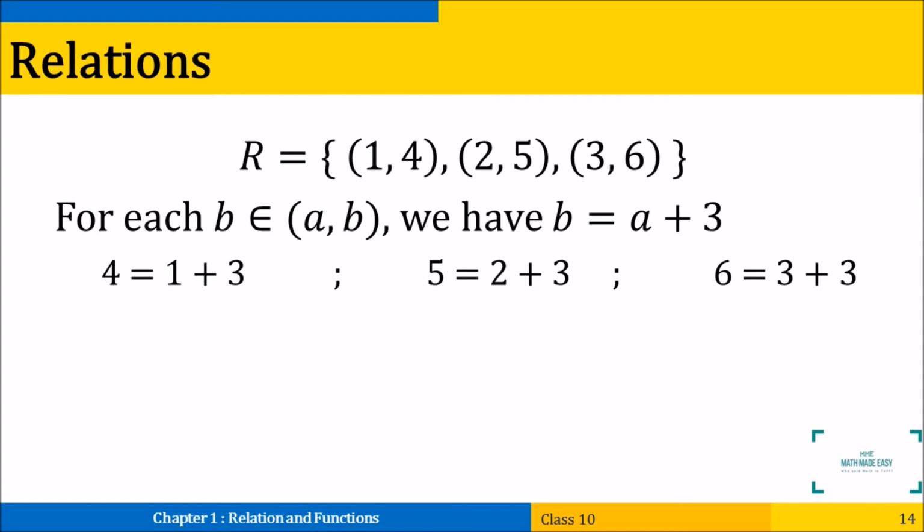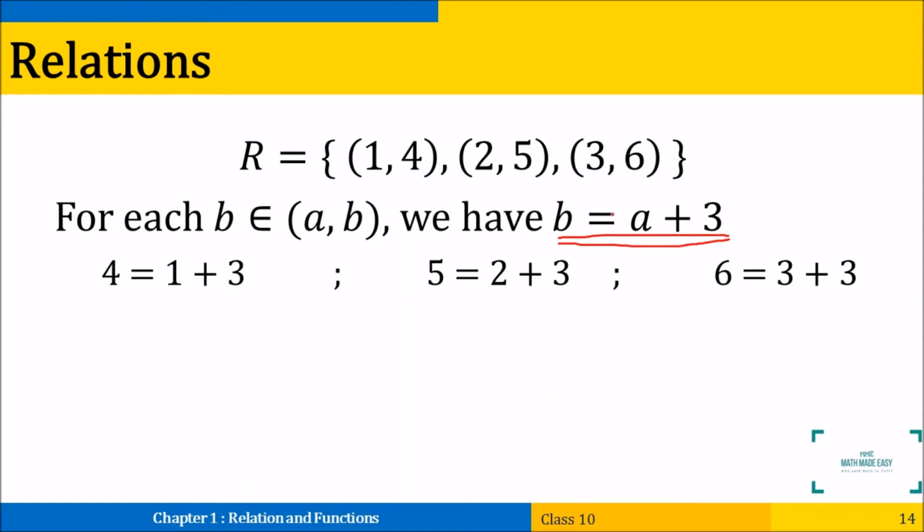For each ordered pair, if the ordered pair is (1, 4), and if you name 1 as A, then B is going to be 4. And if you name 2 as A, B is going to be 5. And if you name 3 as A, then 6 is going to be B. So for the ordered pair (A, B), we have B equals A plus 3. That is, B is in some way related to A. In this case, B is related to A by an increase of 3.